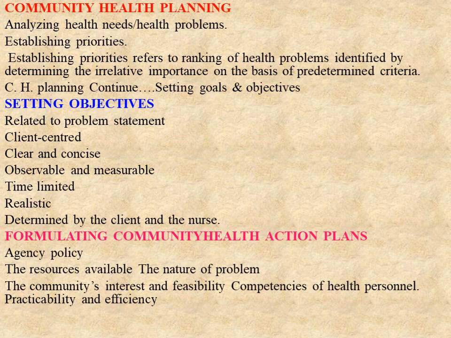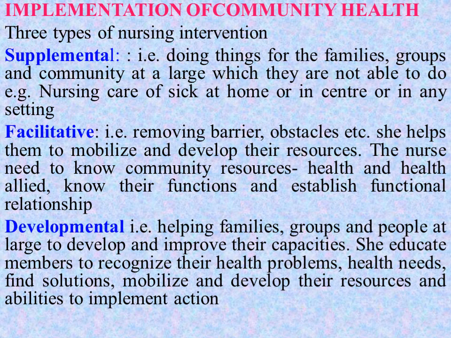Formulating community health action plans according to the agency's policy. The resources available, the nature of the problem, the community's interest and feasibility, competencies of the health personnel, and practicability and efficiency. In this way, we formulate the community health action plans. Implementation of community health: three types of nursing interventions are there. That is supplemental, facilitative, and developmental.